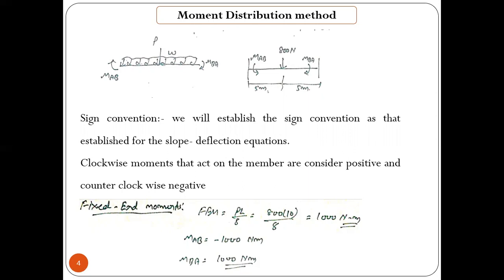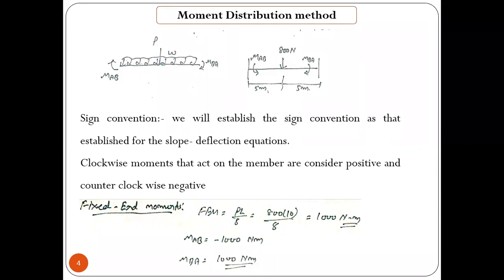Clockwise moments that act on the member are considered positive and counterclockwise negative. In the last case, if you remember, in the slope deflection method we had the reverse sign convention, meaning clockwise was considered negative and counterclockwise positive. I just changed it because I want to let you know that whichever sign convention you adopt, the values come out the same. That's why I'm changing it.